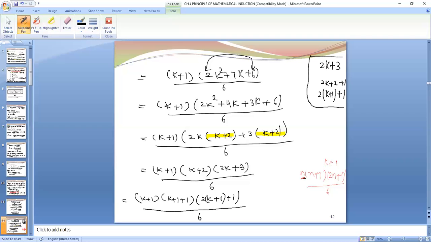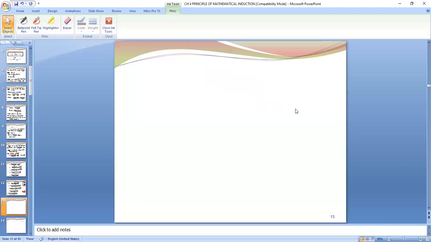Now check. If n is there, k plus 1 is there. n plus 1 is there, k plus 1 plus 1 is there. 2n, 2 in the bracket k plus 1 plus 1 upon 6. The result is exactly same as for Pn, n is replaced by k plus 1. So we reached the result. So now this means, which implies the statement P(k plus 1) is also true.